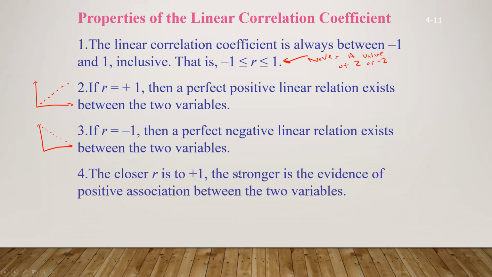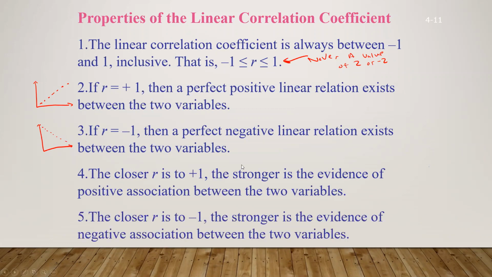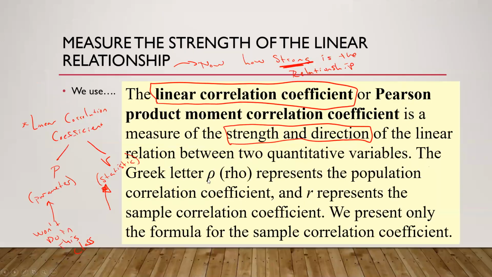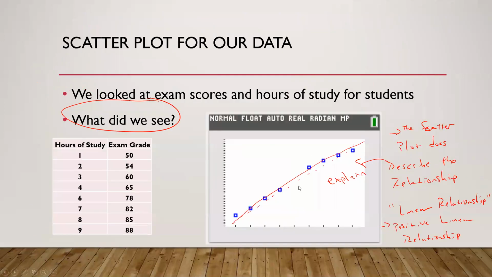The closer R is to +1, with numbers like 0.9 or 0.8, the stronger the evidence of positive association between the two variables. Similarly, the closer R is to -1, the stronger the evidence of negative association between the two variables. Going back real quick, I know I hinted at this already, but for our example here, do you think R will be close to +1 or close to -1? Close to positive or negative? Yeah, I agree. It should be really close to +1.